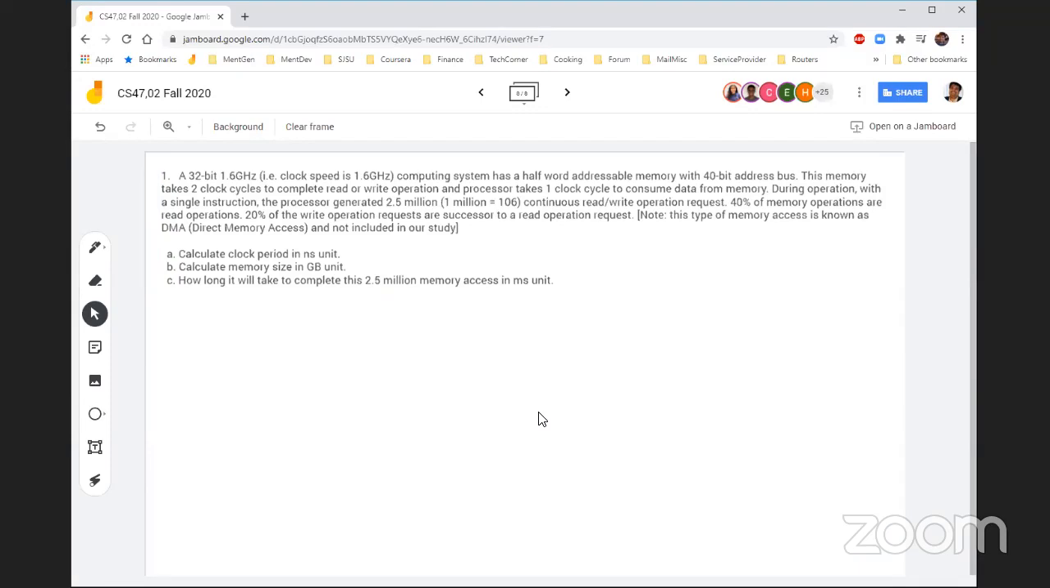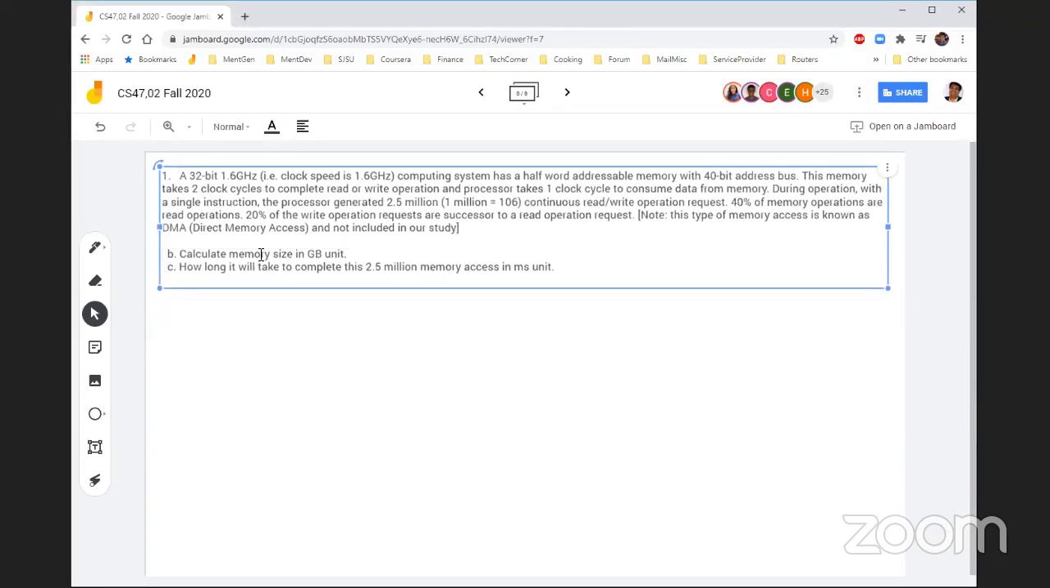Any questions on this problem? Okay, so let's take 10 minutes on these two problems. No problem A, this doesn't matter. It is coming from the previous problem, same clock period, 1.6 gigahertz. Let's take 10 minutes to ourselves. So let me open up the room.